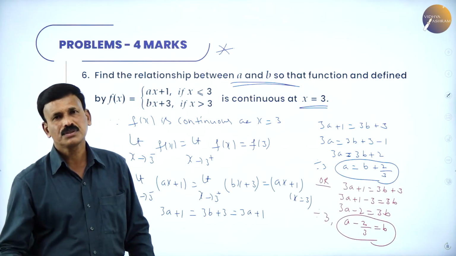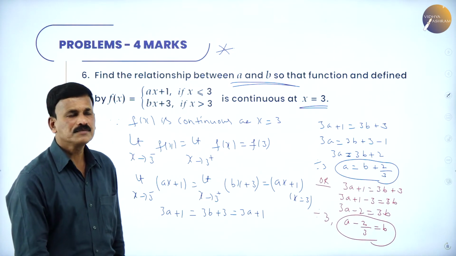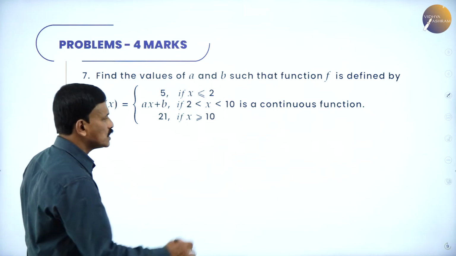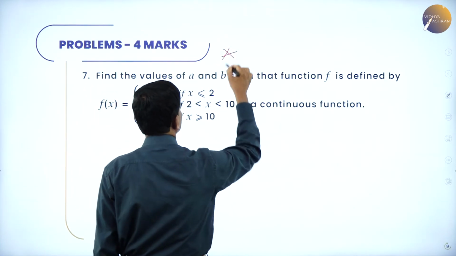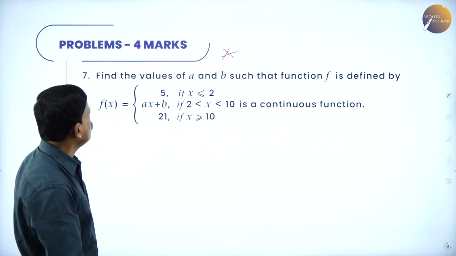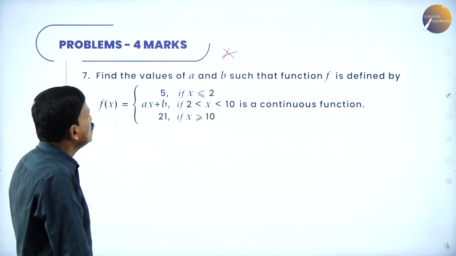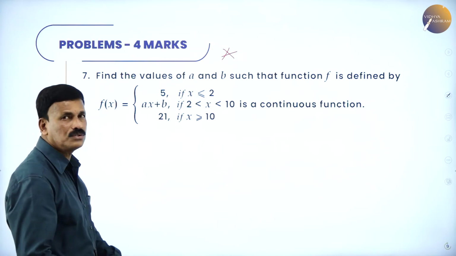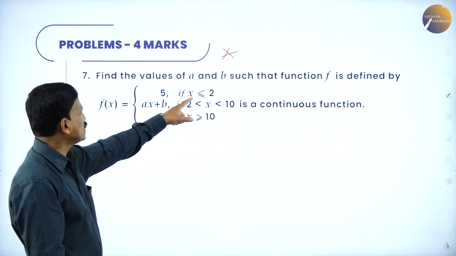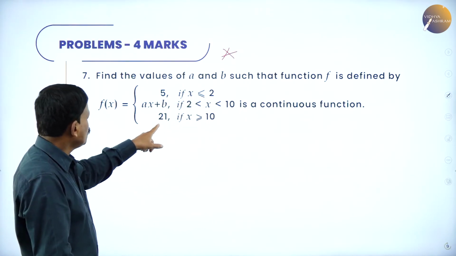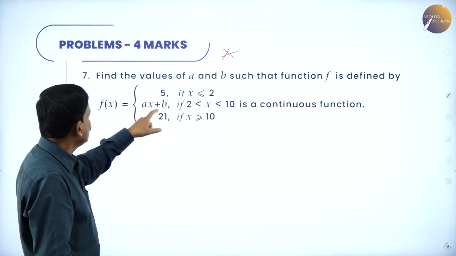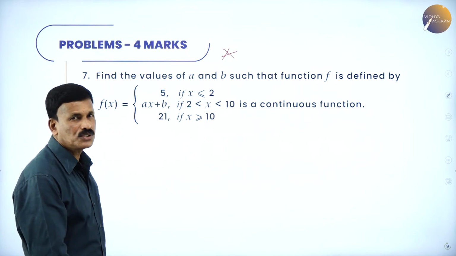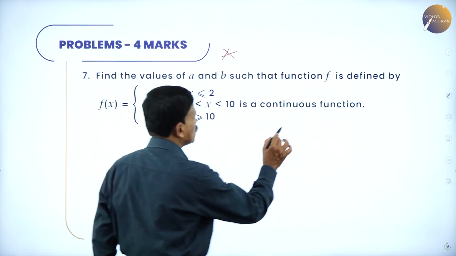Very important problem. Okay, now let's come to the next problem. Now this is also a very important problem for 3 marks. Find the values of a and b such that the function f defined by f of x is equal to 5 if x is less than 2, 21 if x is greater than 10, and ax plus b if x is in between 2 and 10, is a continuous function.